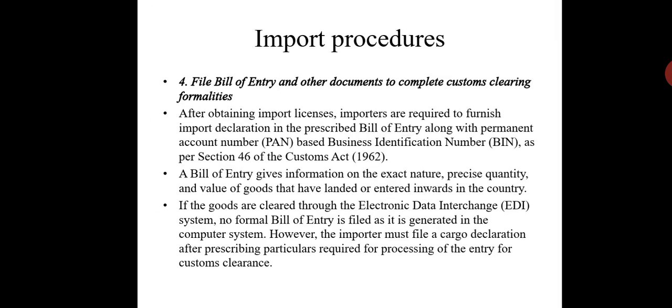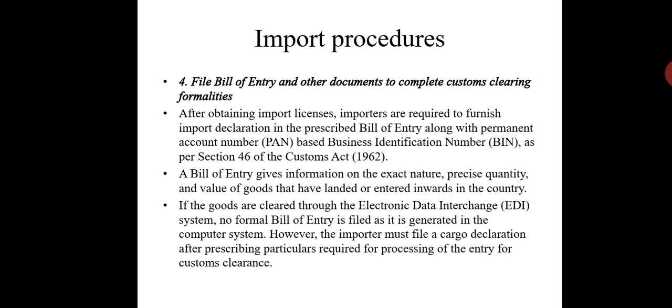Next is to file the bill of entry and other documents to complete the customs clearing formalities. After knowing exactly how much licensing you have to take, how many forms you have to fill, and what kind of rules and regulations you have to follow, now you have to file the bill of entry and other documents. Now you can get the product from any country. You get the general license and you do the import. So when you are importing, you need to file the bill of entry.